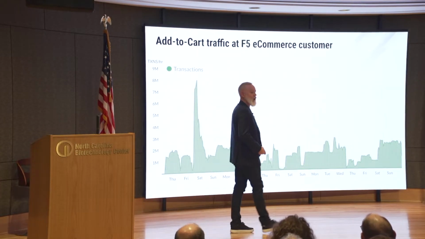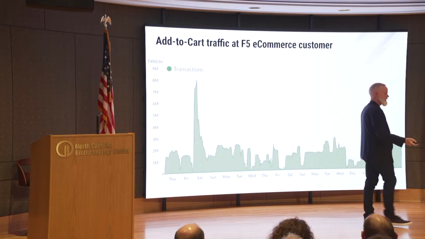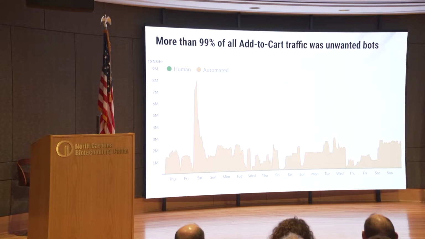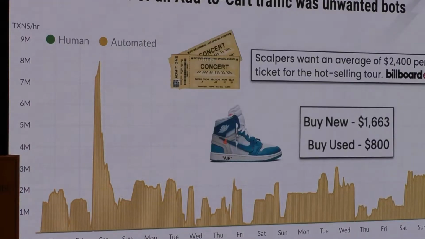This is add to cart traffic. Okay, add to cart. Why would somebody launch automation against add to cart? Before the signals, after the signals, 99% of it is all bots. The reason why? The limited time offer sales. You may have seen stuff in the news with Ticketmaster and the Taylor Swift concert. No fans could buy the tickets. All the bots were buying all the tickets, and the bots came on so strong it took down the network.